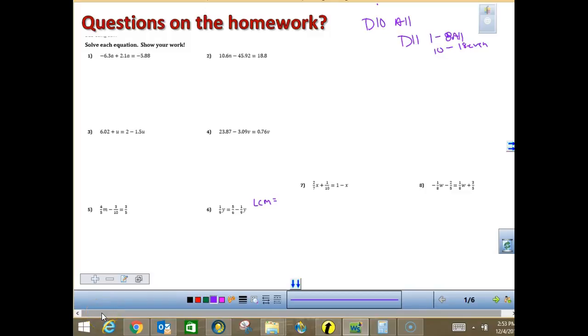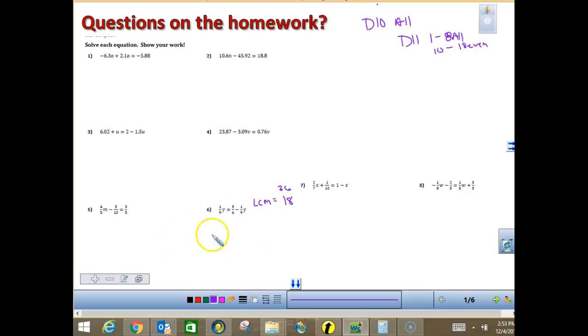I take 9 times 6, but that's a pretty big number, so what else could I have? I could have 18. What if you use 36 instead of 18? You're still going to get the right answer. It's just that then at the end you have to simplify your fraction more, okay? So 36 will work, right? So just knowing if you use 36, it will work. But we're going to use 18 for our work.